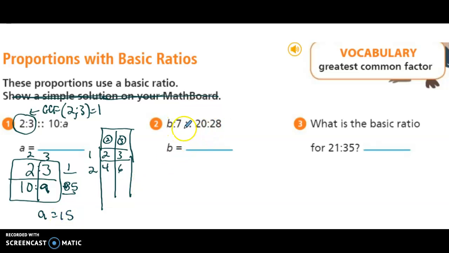Okay, so in this one, they don't give us the basic ratio. And how do I know that the basic ratio isn't given to us? It's because I know that these are both even, and I know that this ratio right here, this second half of this proportion, could be reduced or simplified.